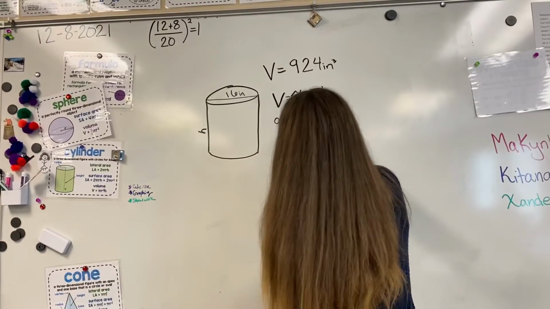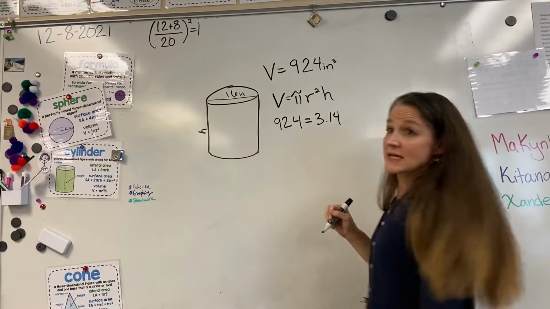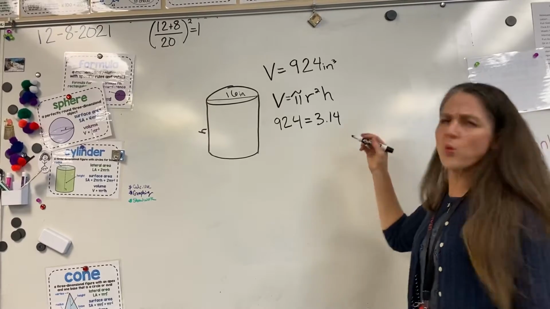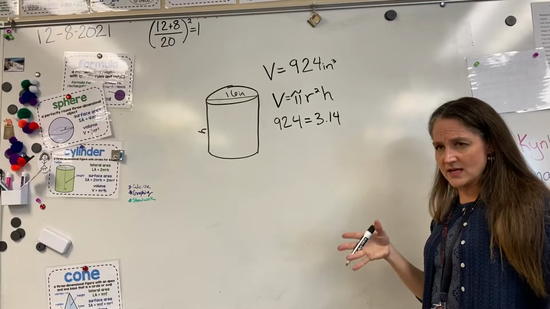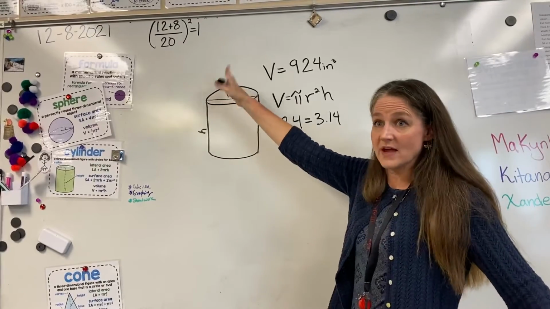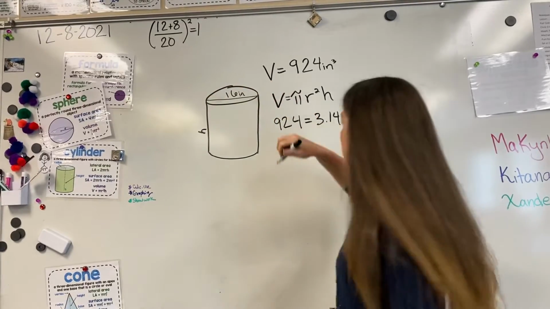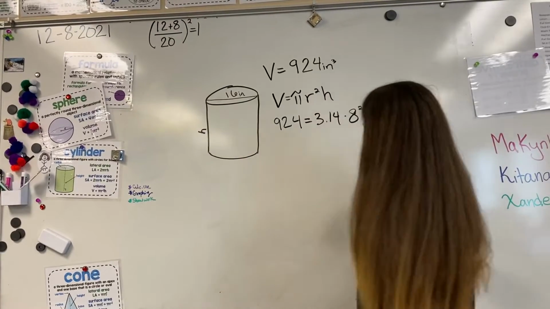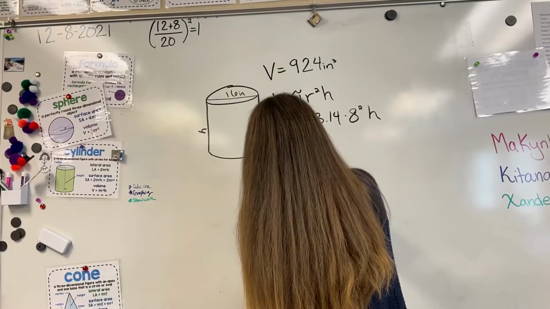So 924 equals pi, which is 3.14. What's the radius? 8. One of you, on your assignment, when you were given the radius, you kept dividing it in half. Don't do that. Only divide it in half if I give you the diameter and you're trying to find the radius. But make sure you know whether you have the diameter or radius because they vary. So the radius is 8 and I'm going to square it and then I don't know the height. Okay? So 924. Who can math that for me?